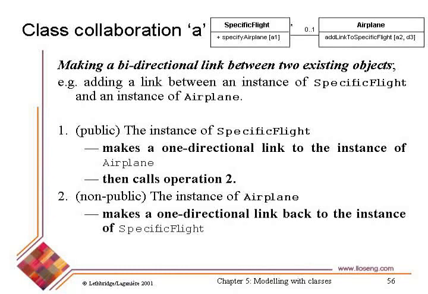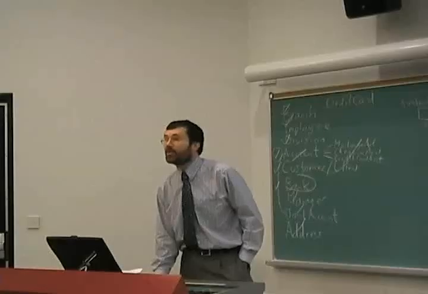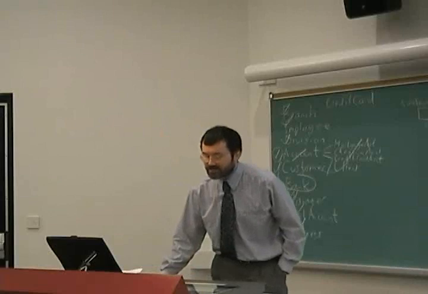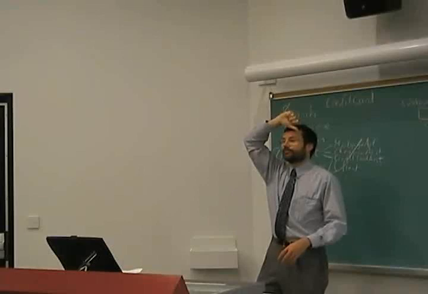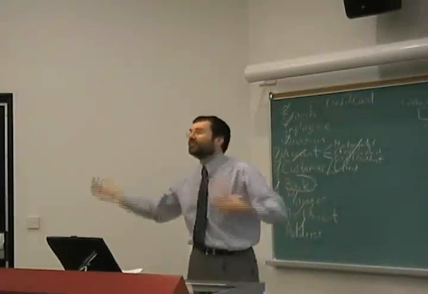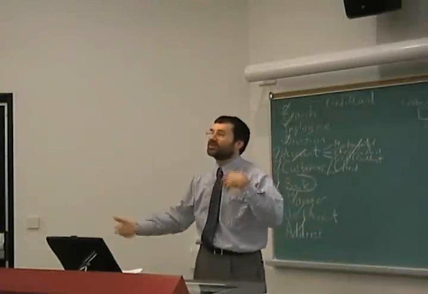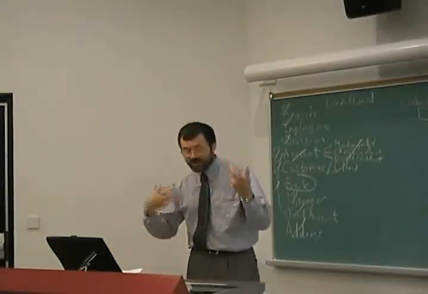Anytime you see a bidirectional association, you're going to have two methods, because basically you're going to have each class responsible for updating its own data. You don't want the specific flight class fiddling directly with the collection of flights stored in airplane. You want the specific flight class to call airplane and say, please add the link back to me. Remember, we don't want to fiddle with data in another class. We want to call methods to do that. It's more flexible. It allows us to later on change the design of the data. So we're going to have two methods.